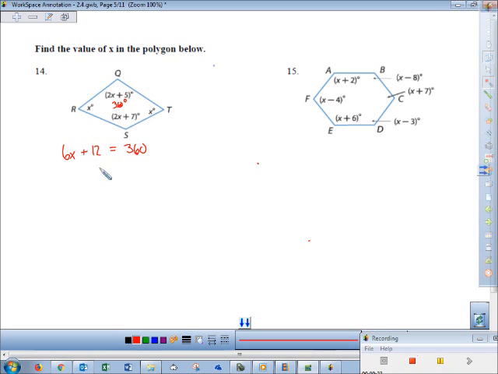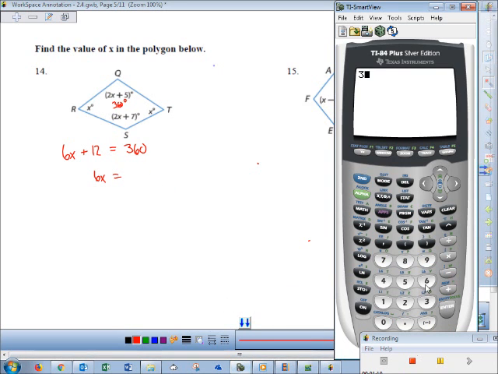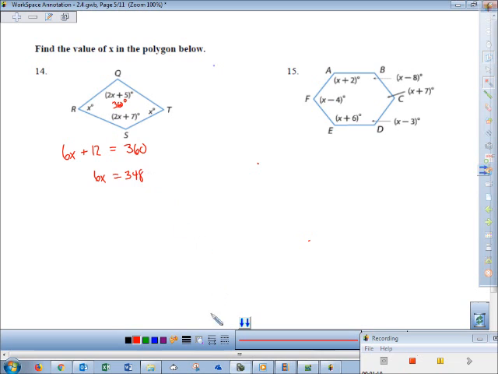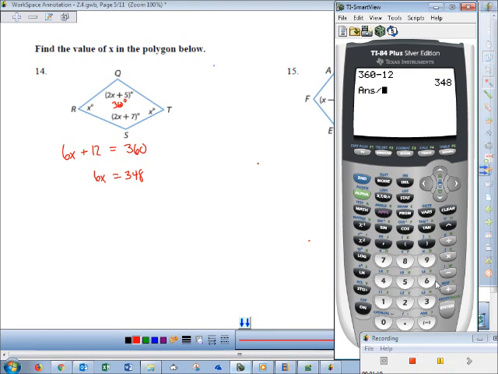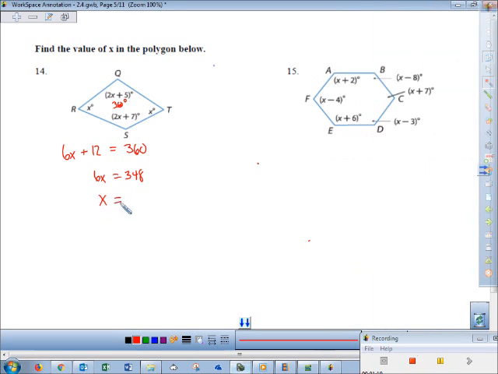So now we can simply solve for x. 6x should equal 360 minus 12. So if you need to punch that in, you can. But 360 minus 12 is a nice 348. And then we can divide that by 6. And boom, x equals 58. It doesn't equal 58 degrees, it just equals 58.